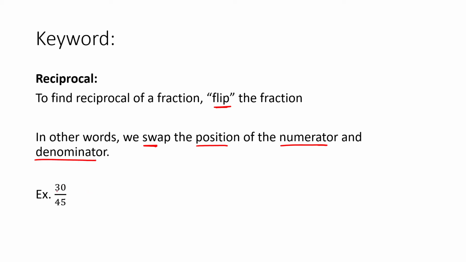Here's an example. We have 30 over 45. To find the reciprocal of this, we're simply going to put 30 on the bottom, and 45 goes to the top. So we're going to have 45 over 30. So far so good? So the reciprocal of 30 over 45 is simply 45 over 30. Again, you're like flipping the burgers. You flip.